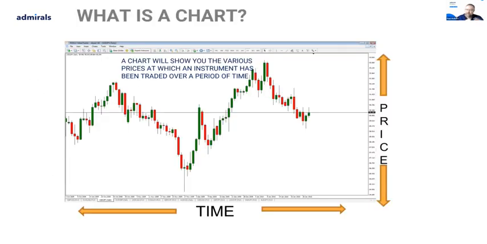So as I said, for those of you who are complete beginners, price action is all about us using a chart, which, as it says, will show you the various prices at which an instrument has been traded over a period of time. And it is by being able to read and understand that price action that we are in a position to make one of those three decisions.